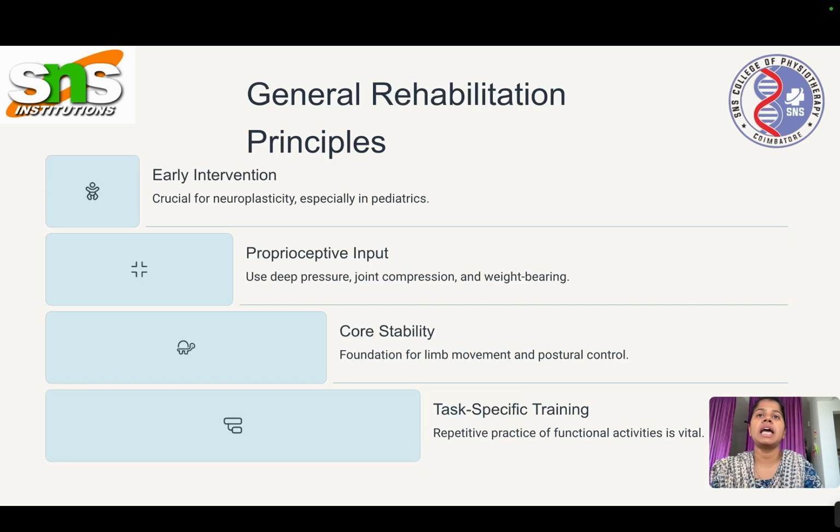Coming to the general rehabilitation principles, there are a few guiding principles in hypotonicity management. Early intervention is crucial, especially in children, to harness neuroplasticity. Proprioceptive input through deep pressure, joint compression, and weight bearing helps to regulate muscle tone. Core stability training provides a foundation for posture control and limb movement. And finally, task-specific training, meaning repetitive practice of functional activities, is essential as well.